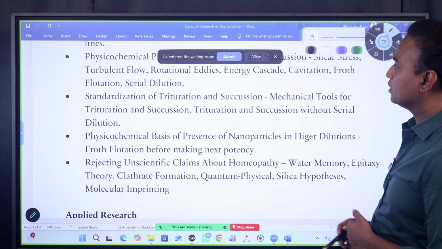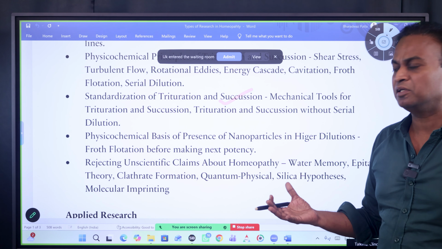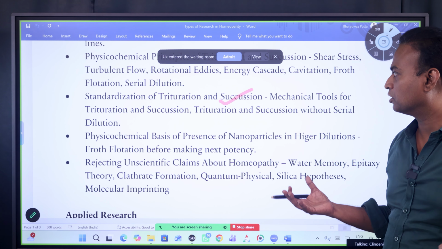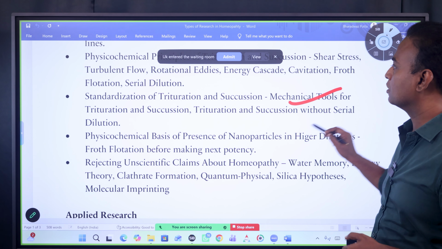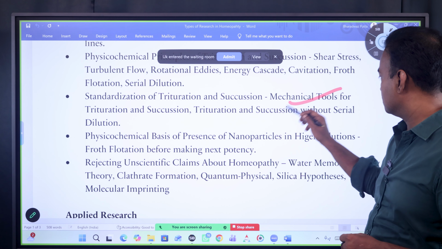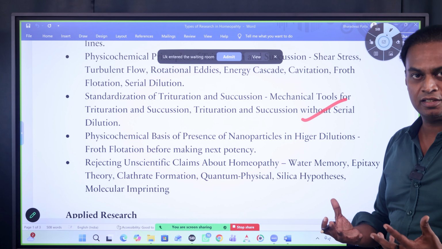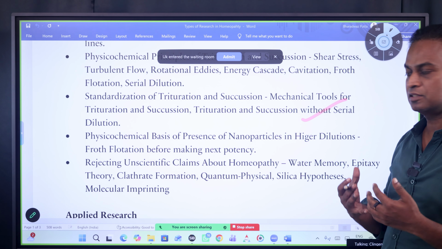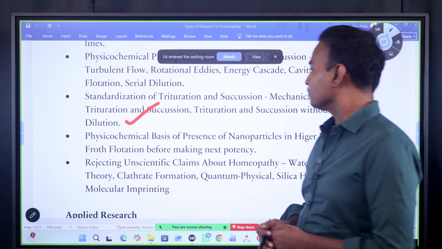And what other things? Standardization of trituration and succussion. As of now, each company is doing trituration and succussion on their own terms. That has to be standardized. Machines for trituration and succussion have to be standardized. Then trituration and succussion without serial dilution. One theory proposed is that if you triturate and succuss without serial dilution, it is more effective. So these are all the research that is coming up in homeopathy.